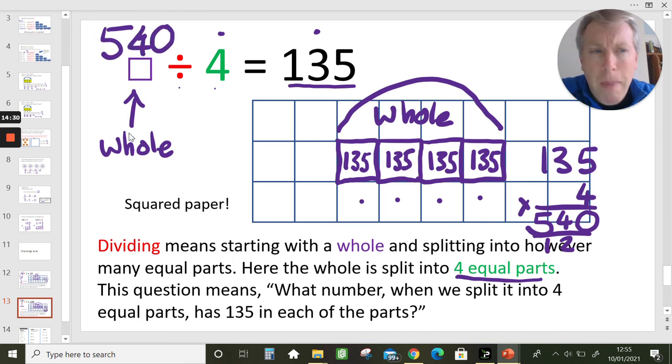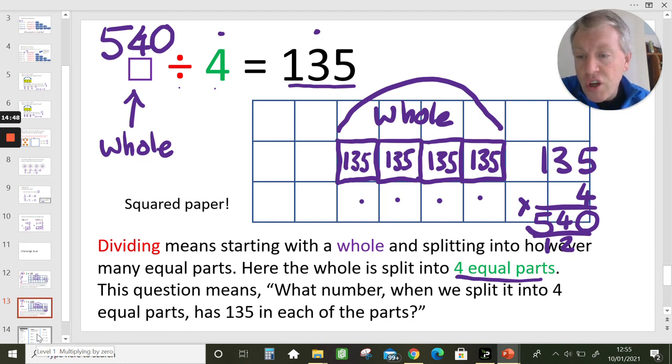Does that look about the right answer? I think so. 4 times 100 will be 400. 4 times 30, 120. Yes, we're looking for a number that's a bit more than 520. We've got it. That's great.